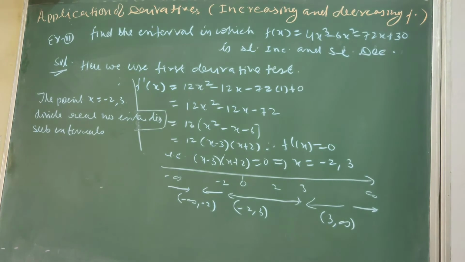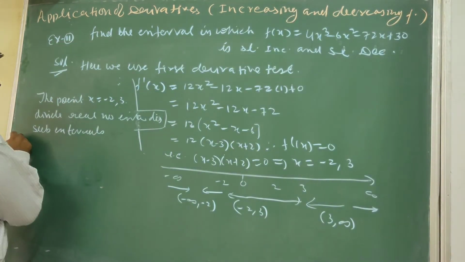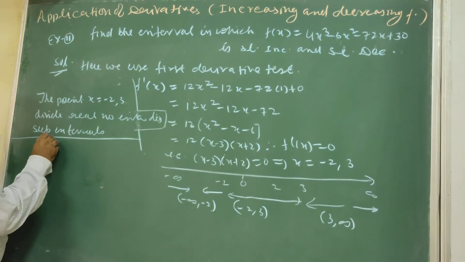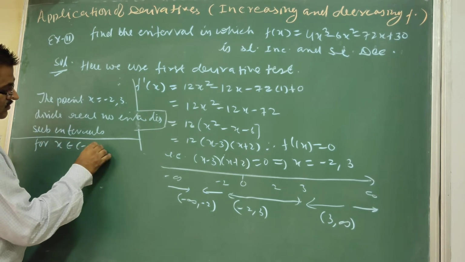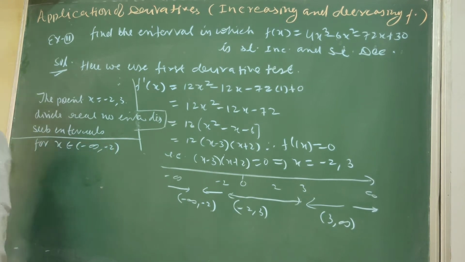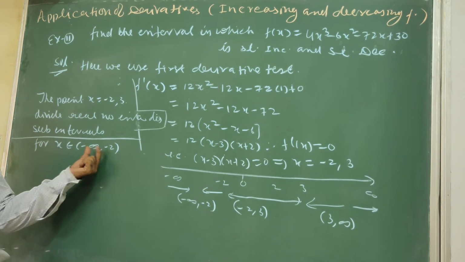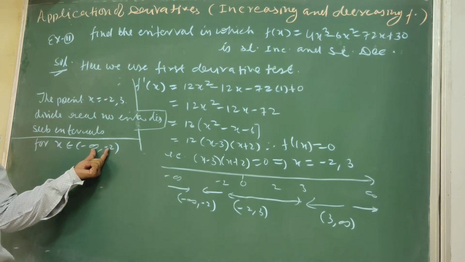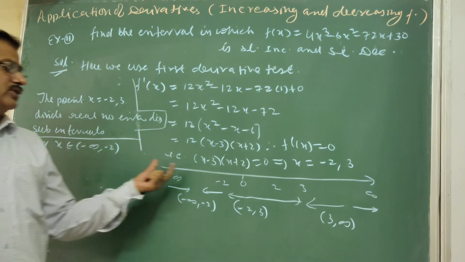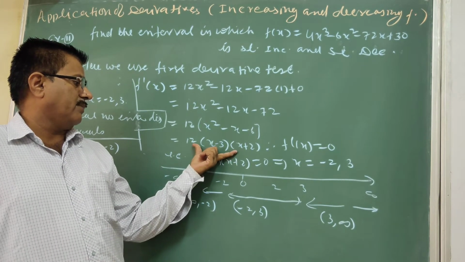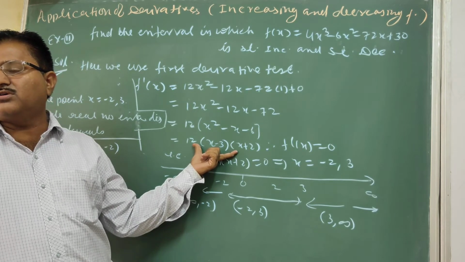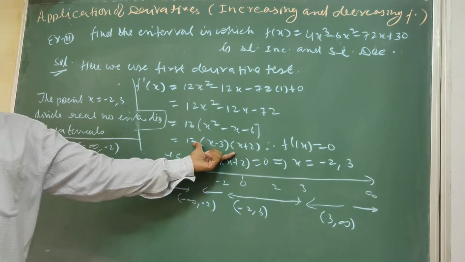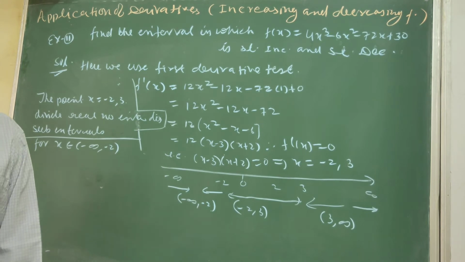Now yesterday we have already discussed how to find in a particular interval whether the function is increasing or decreasing. For that you have to find the intervals. Clear? So one by one you can check. So for x belongs to minus infinity to minus 2, for this interval you have to take any point between this interval and substitute it in f dash x. Either the sign is positive or negative. If the sign is positive, then we can say the function is increasing, right?